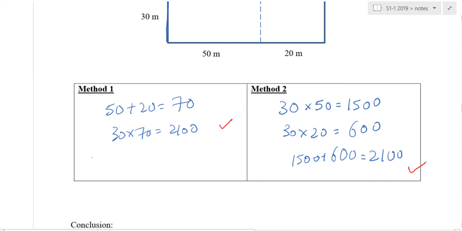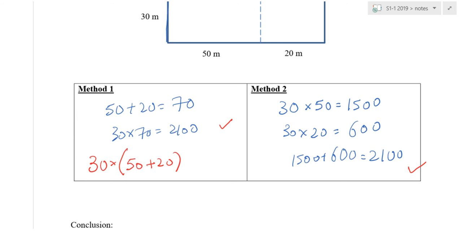Do you notice this is actually 30 times bracket this? Because the 70, how do I get 70? 70 is actually equal to 50 plus 20, right? And how do I make sure I get 2,100? Do you agree 2,100 comes from the 1,500 and 600? So how do I remove the bracket?